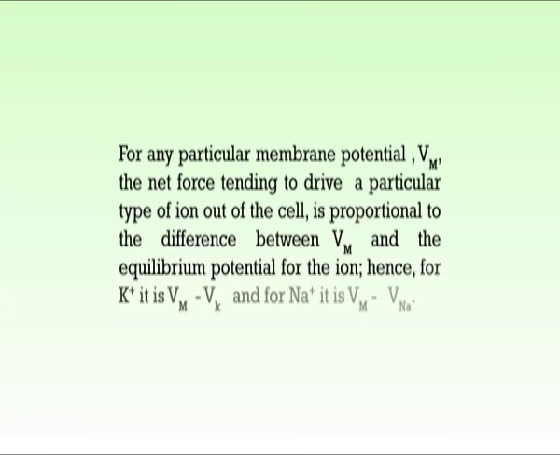For any particular membrane potential, Vm, the net force tending to drive a particular type of ion out of the cell is proportional to the difference between Vm and the equilibrium potential for the ion. Hence, for potassium ion, it is Vm minus Vk, and for sodium ions, it is Vm minus V sodium.